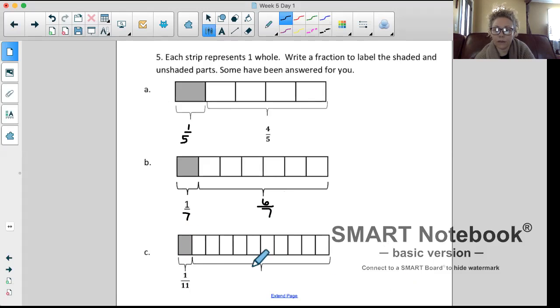All right, we know these are 11ths because our numerator and denominator are here. For C, 1/11 is shaded. How many 11ths are not shaded? 10/11. All right.